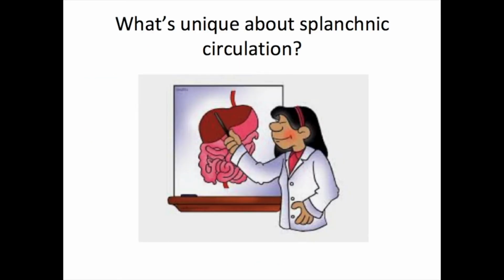A unique feature of splanchnic circulation is the blood flow called the portal system, in which blood flows from the mesenteric bed, meaning from the gastrointestinal tract plus pancreas and spleen. So this blood from the mesenteric bed forms a major amount of the blood flowing to the liver.